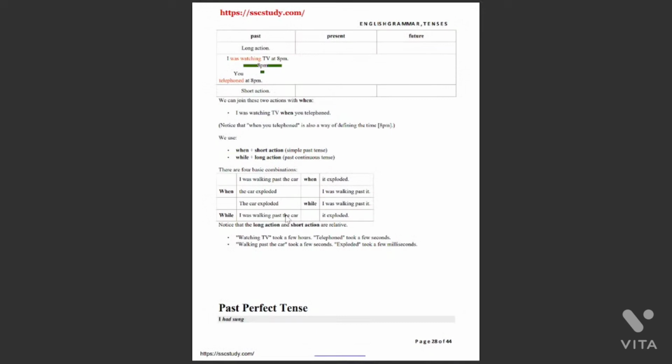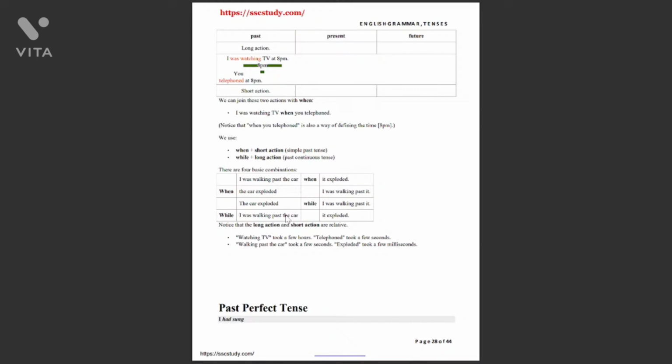I was watching TV at 8 p.m. So this is the past continuous tense. We can join these two actions with when. I was watching TV when you telephoned. See, when you telephoned is a way of defining the time. When plus a short action is the simple past tense. When or while plus a long action is the past continuous tense.